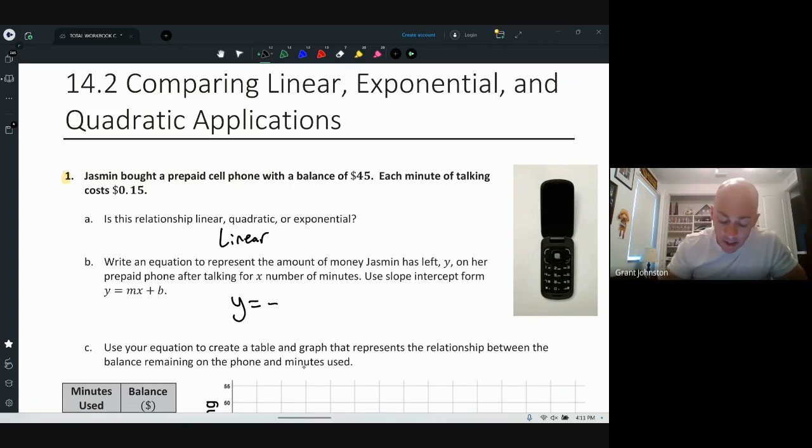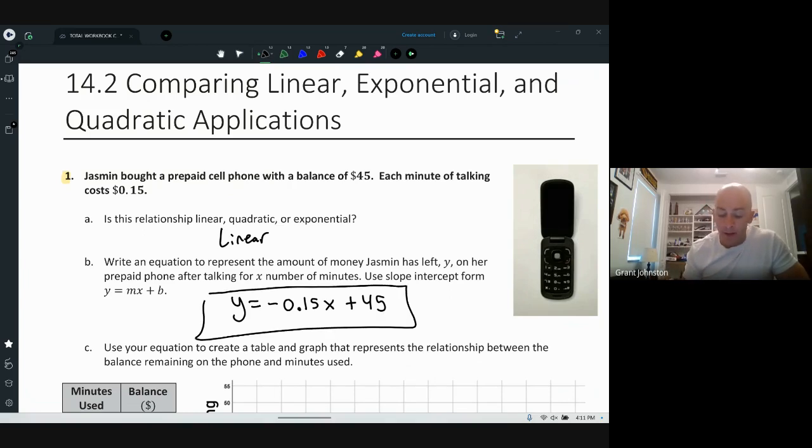And then it cost her 15 cents per minute. So I'm going to go negative 0.15x. Remember, X stands for minute. So it's 15 cents per minute. And then with a positive 45 as my starting amount, my Y-intercept there. So that would be my equation.